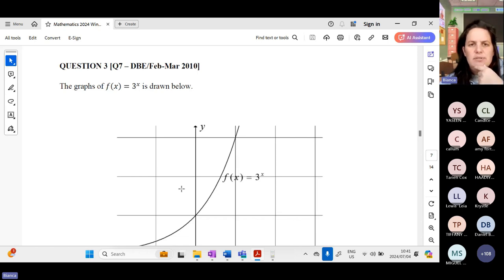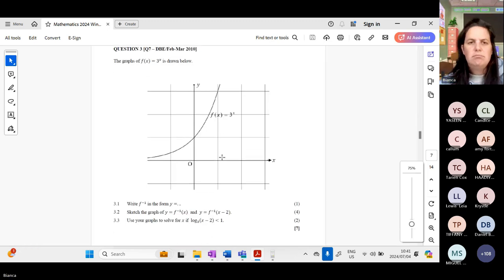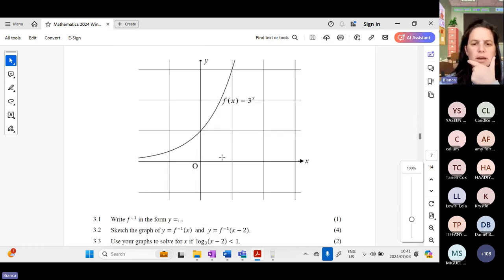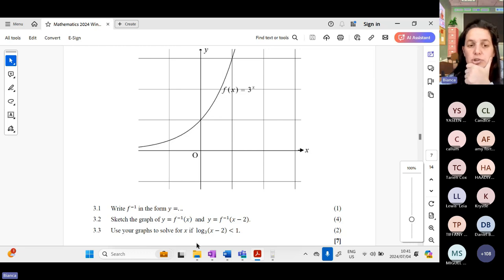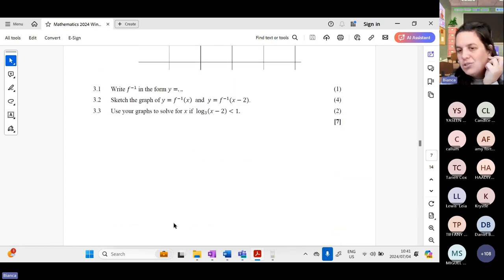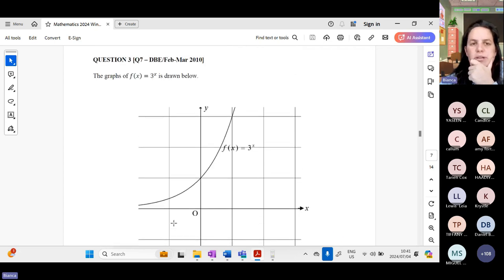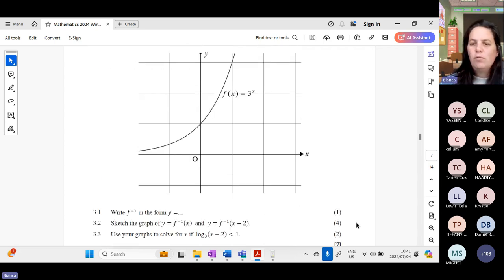And I want to give you a bit of time to do this one. I'm not going to be able to project the whole thing just because of the size. Oh, I can. It's a bit small. And all I would like you to do, you can try 3.3, but I want you just to do 3.2 and 3.1. Okay, if you are ahead, you're welcome to do 3.3. So this is page 7. Question 3. And there's 4 or 5 marks. I'm going to give you 5 minutes for this one.